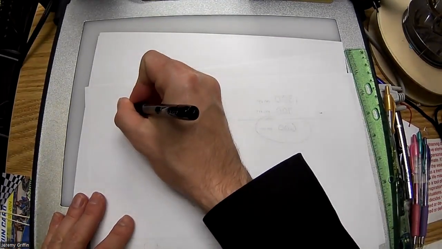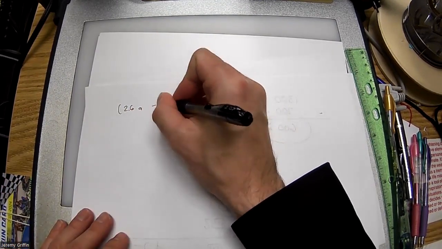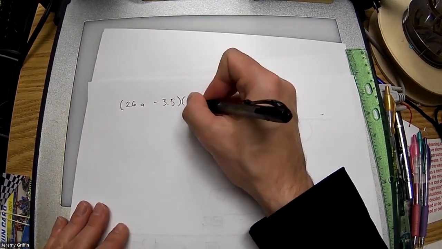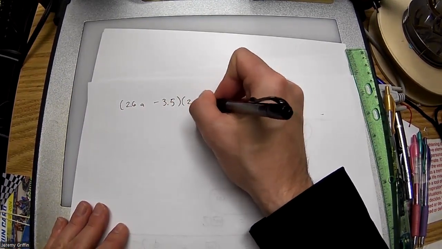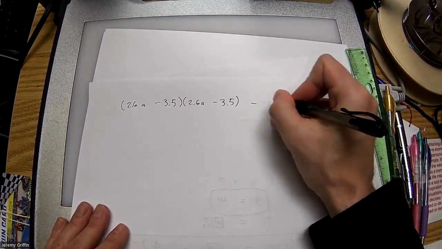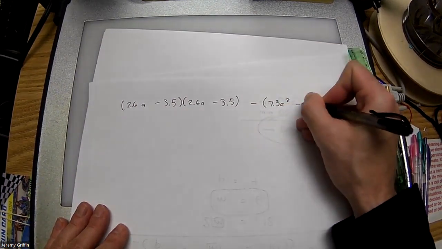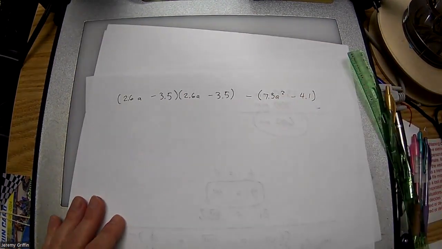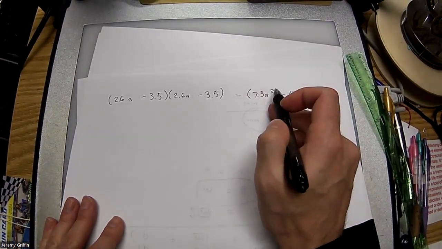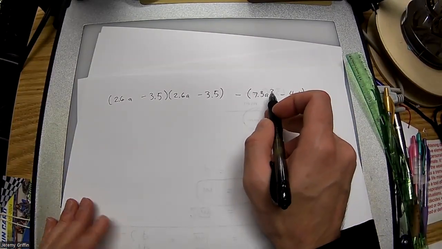I got 2.6a. You can change that to x if you want. Minus 3.5. Now they're saying squared. I'm gonna write that a little bit expanded here. So 2.6a minus 3.5. Then minus, and then in parentheses 7.3a squared minus 4.1. Okay, just like that. Oh, guys, this square right here. Does this square apply to the 7.3 and the a, or just the a? Yeah, just the a, right?